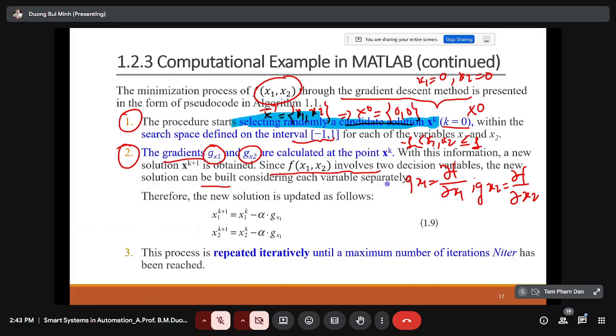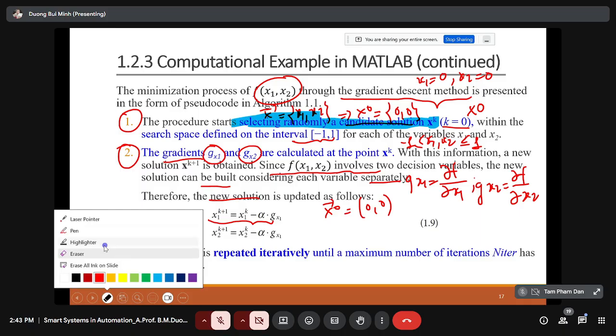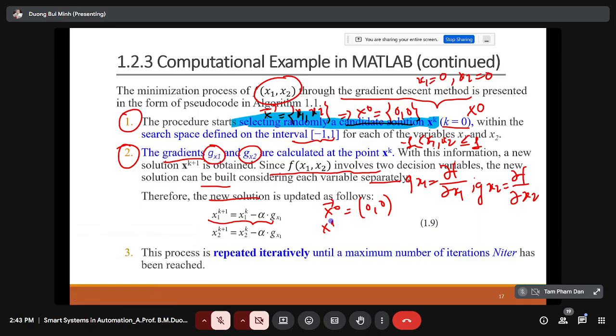Consider each variable separately. Now the new solution is here. That means we only update x1. So x0 is (0, 0). Now for x1, maybe we only update x1, maybe (1, 0).